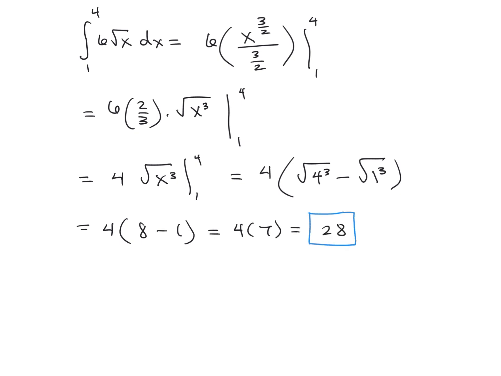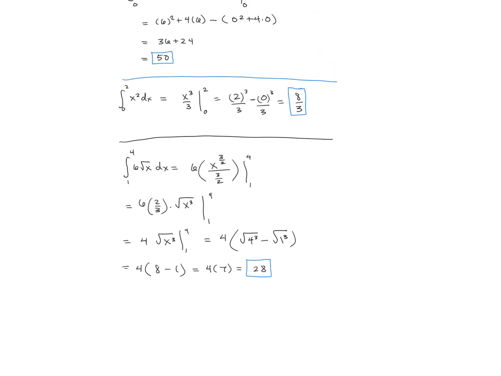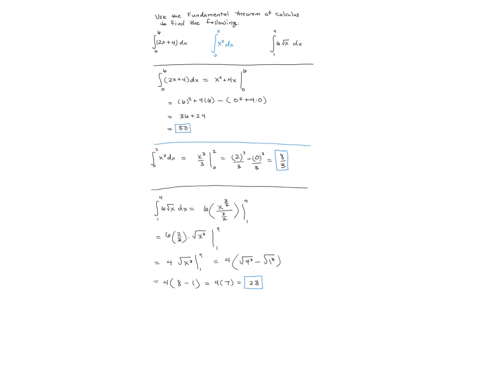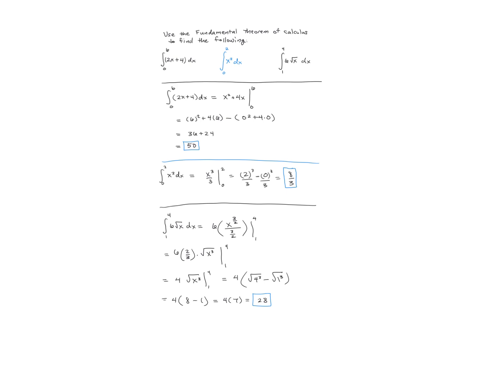So those 3 different definite integrals that we calculated, we're using the fundamental theorem of calculus to get each one of them. And once again, you find the antiderivative of the integrand, function inside, then evaluate it at the 2 endpoints and subtract, take their difference.